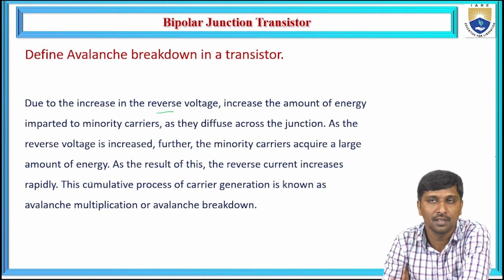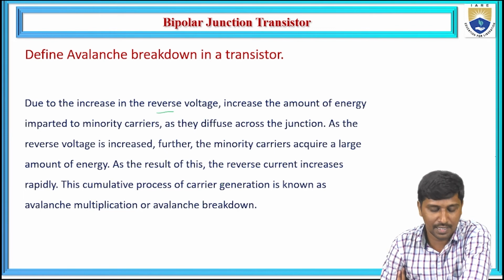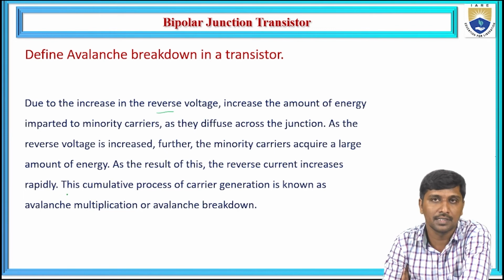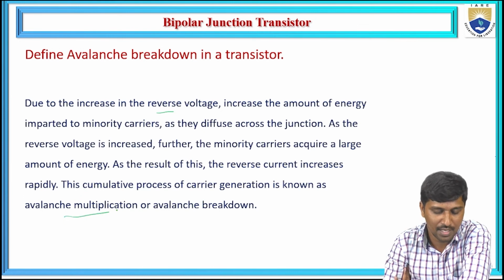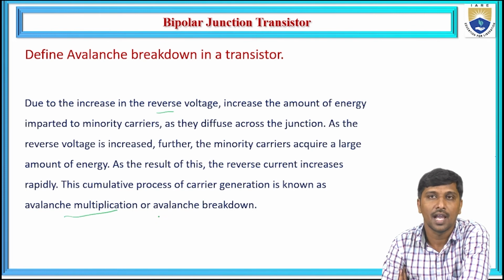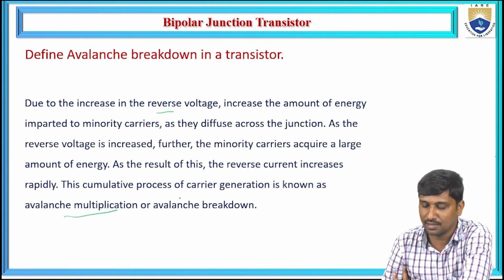So what happens here? The reverse current increases rapidly. So that is the reason. This cumulative, rapid increase of carrier generation is known as avalanche multiplication or the avalanche breakdown condition.